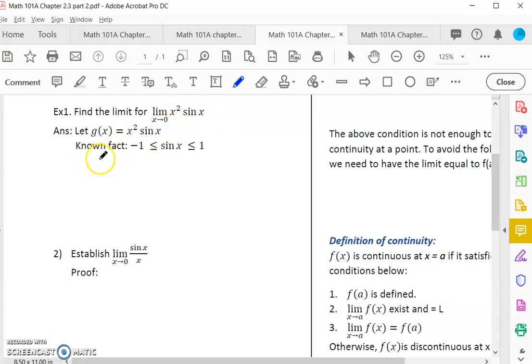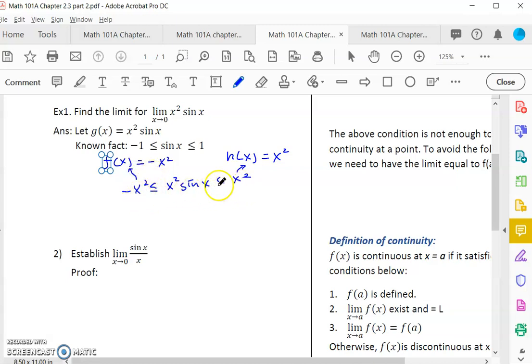So what we would do is define a function f of x equal to negative x squared, and h of x is equal to x squared. Now we know that sine x is between negative 1 and 1. So if we multiply both sides by x squared, which is positive, multiplying an inequality by a positive number would always work, right? So this would be our h of x, and this negative x squared would be our f of x.